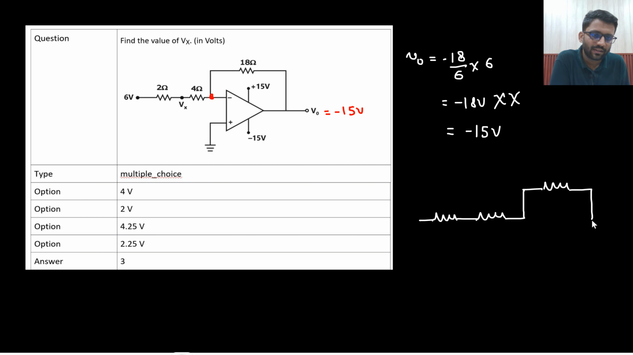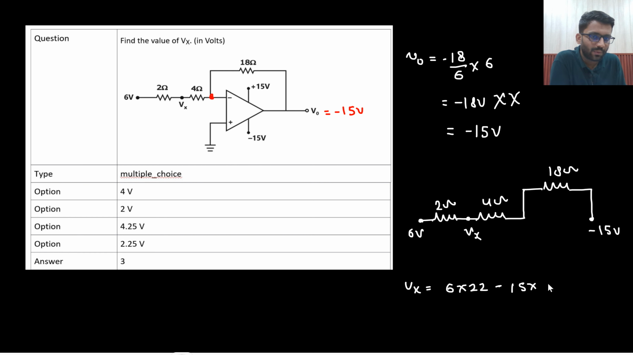Vx 18, this is your minus 15, output is saturated, this is your 18, this is 4 ohm, this is 2 ohm, this is 6 volt, and they are asking the value of Vx because output is already saturated. So what will be the value of Vx? Can you find out? Vx will be 6 into 18 plus 4, that means 6 into 22 minus 15 into 2 divided by 22 plus 2, 24. So that would come out to be 4.25 volt.